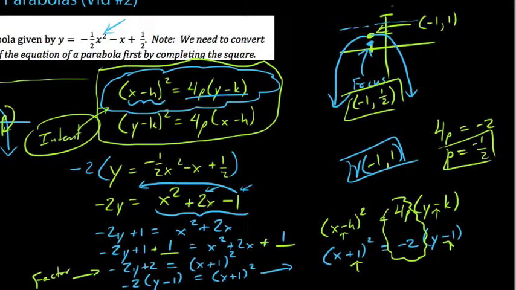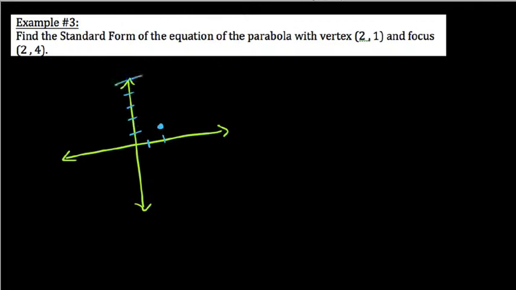Just to go through another quick example here. I know that one wasn't very quick, but let's take a look at this. Find the standard form of the equation of a parabola with the vertex at 2, 1 and focus at 2, 4. We know the vertex, we know the focus. Let's start by sketching an image of what we know, to see how it's oriented. The vertex is at 2, 1, so we go right 2, up 1. Here's our vertex. And 2, 4 is here.